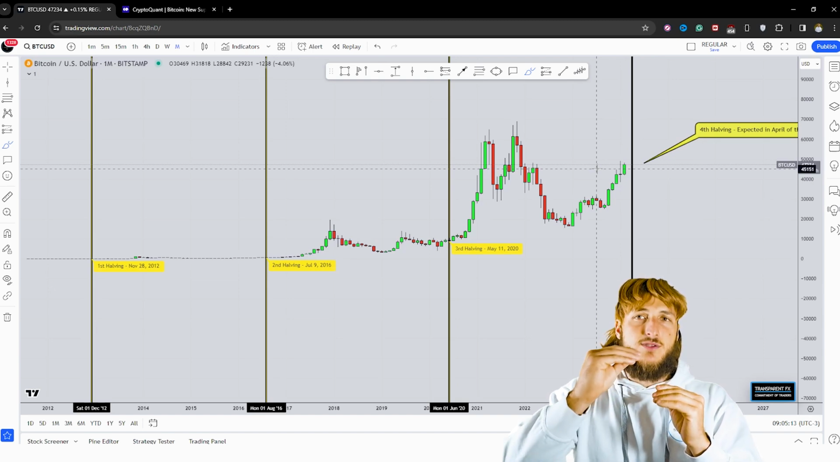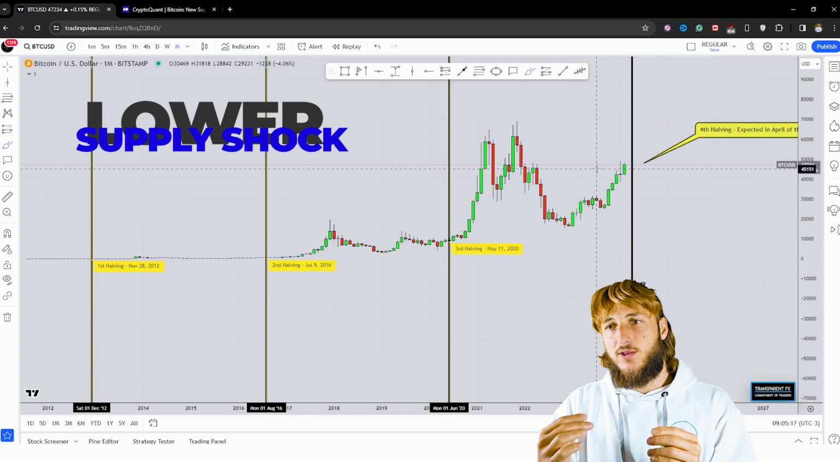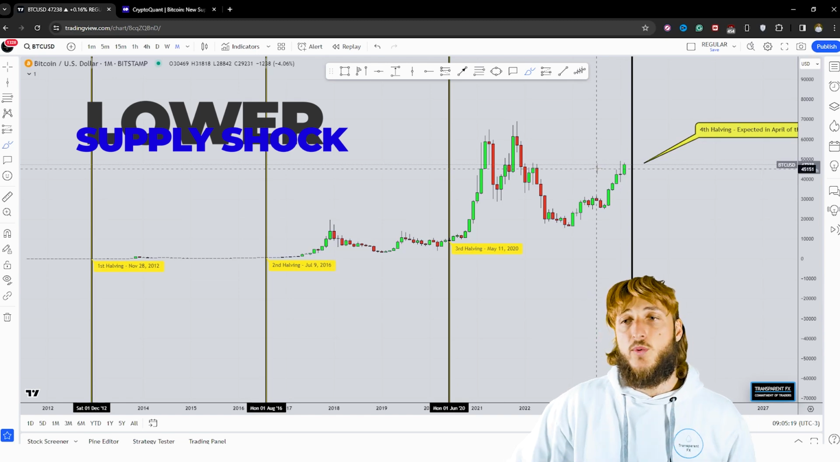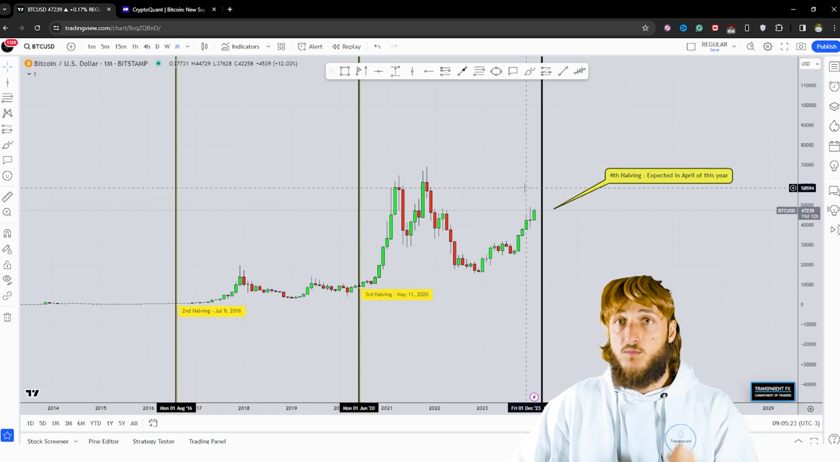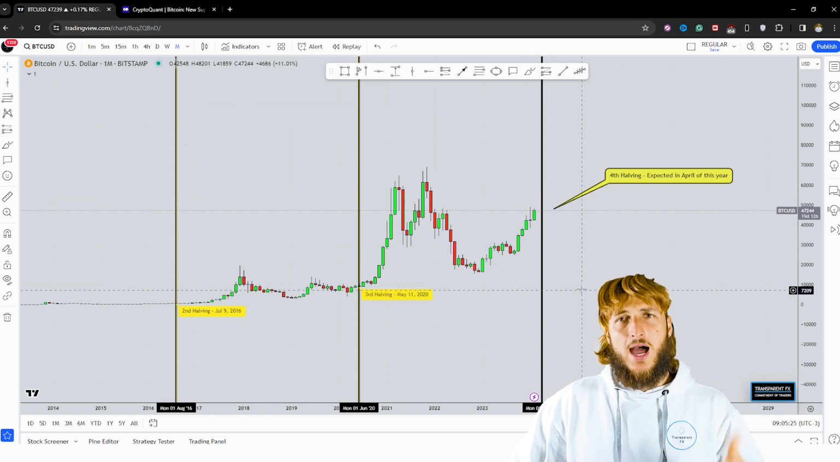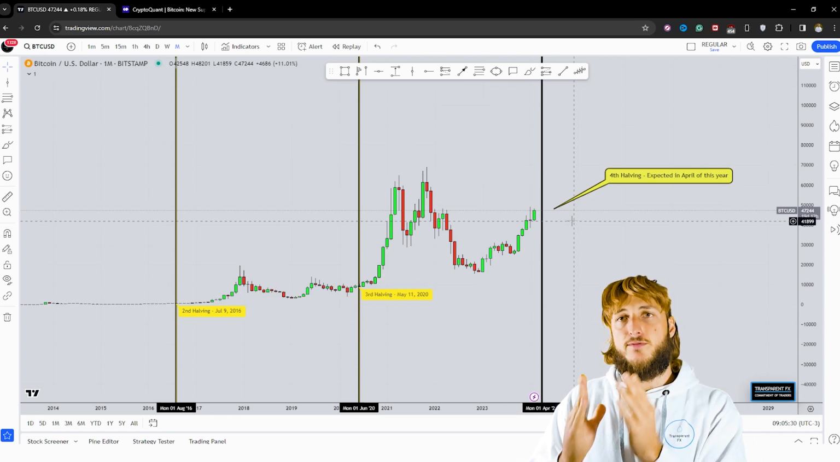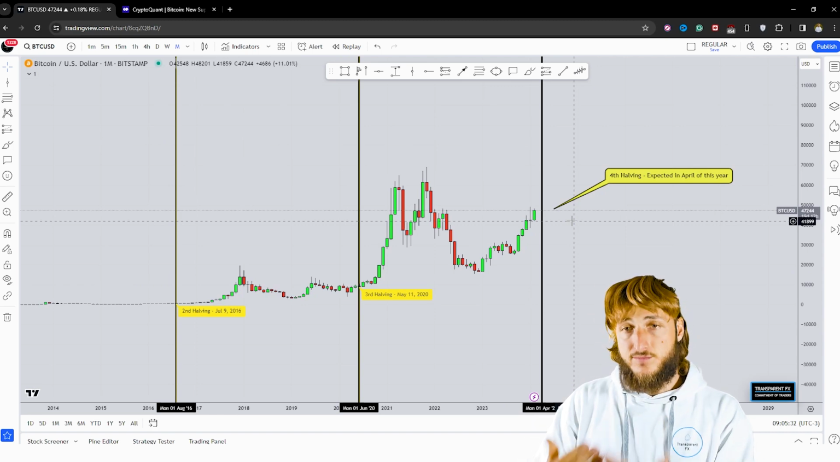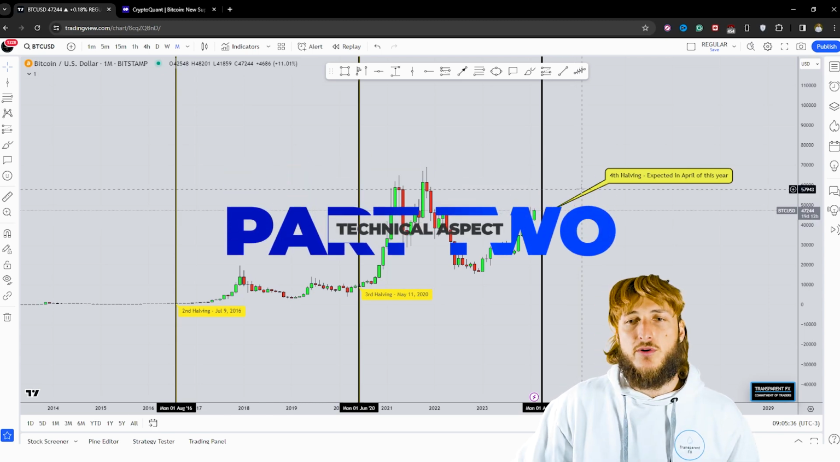So it will continue to get lower and lower and lower. The supply shock will continue to get lower and lower and lower. But the halving that we're about to have, in my opinion, we're about to get another quite important supply shock. Now, I want to combine what we have learned now from the fundamental aspect, because this is the fundamental aspect of the crypto market cycles, to then the technical aspect of the crypto market cycle.